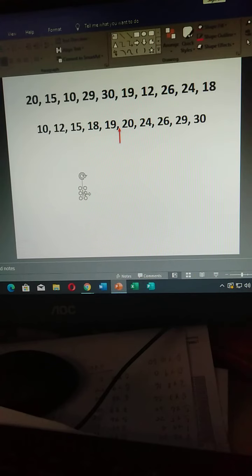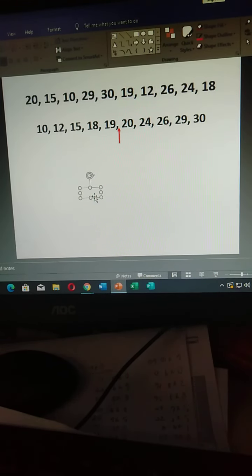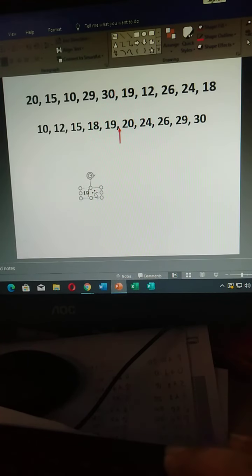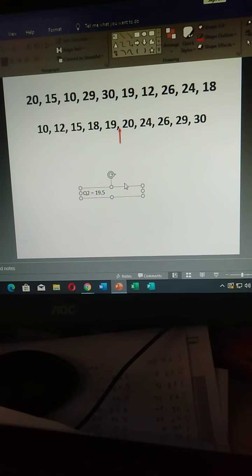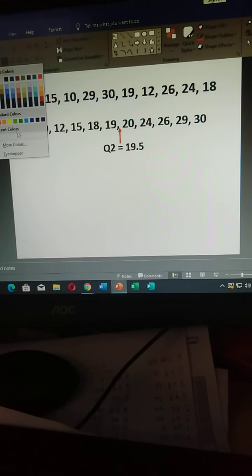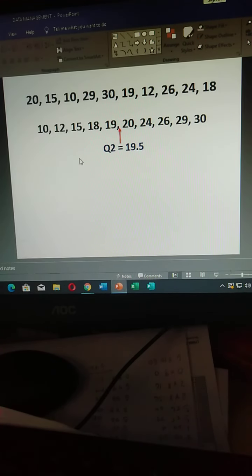And what is the middle of 19 and 20? That is, pag-addin mo lang tsaka, di ba? Median, add and divide. So, 19.5. That is our Q2. Q2 is equal to this one. Ayan. Correct. Ito ngayon, si Q2. Gets? Very good kung na-gets. Ayan si Q2 natin.